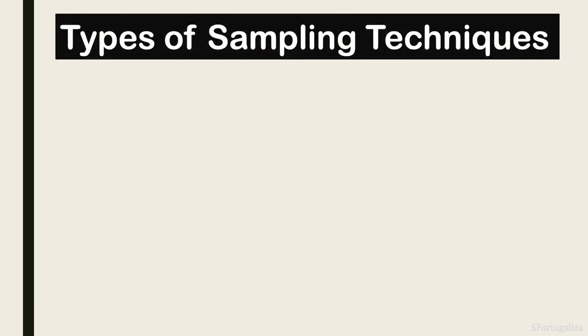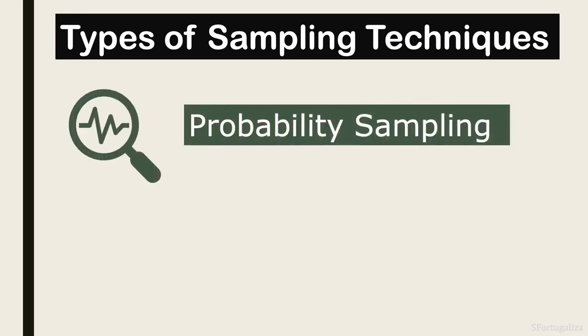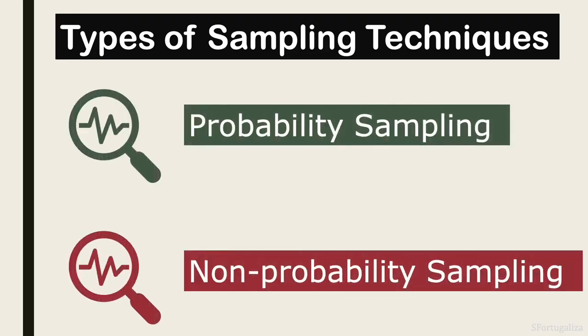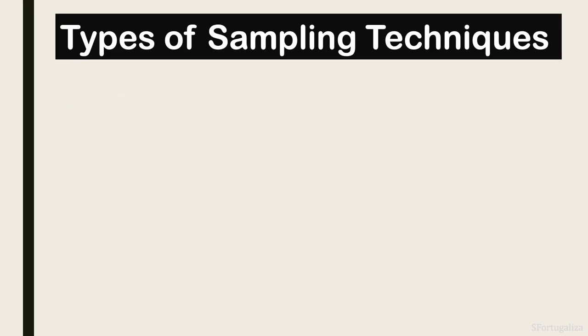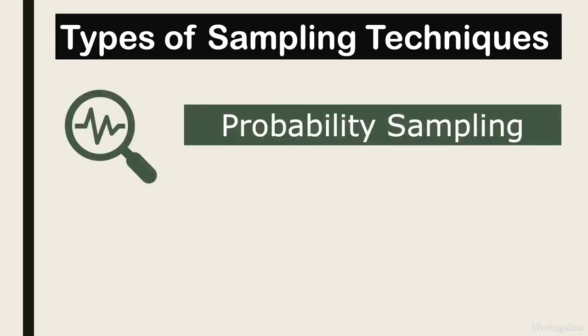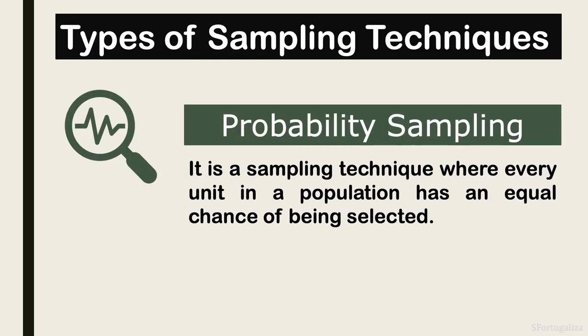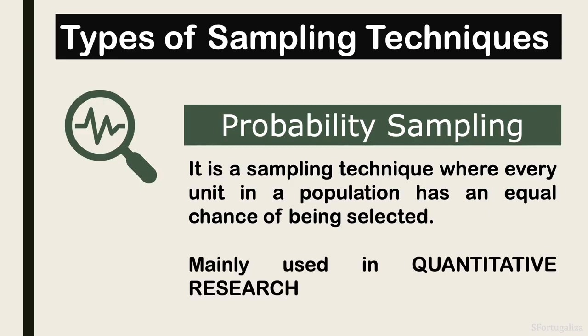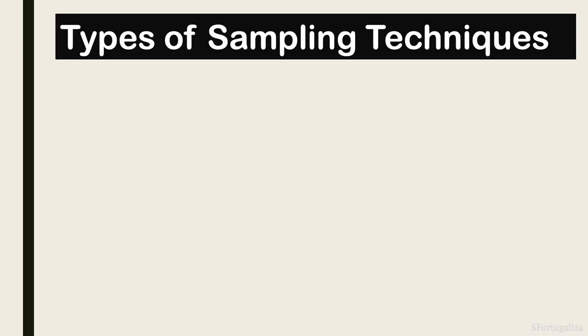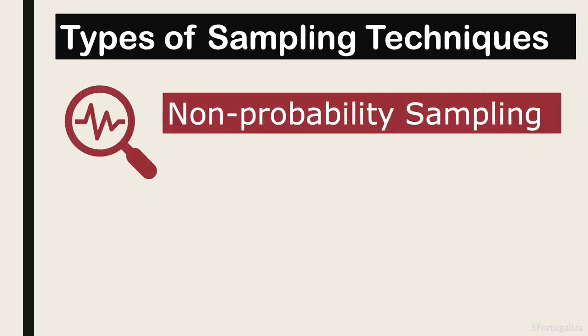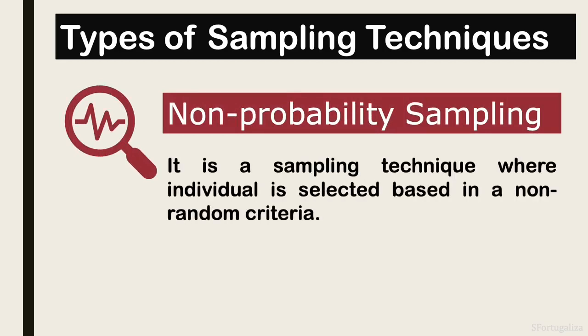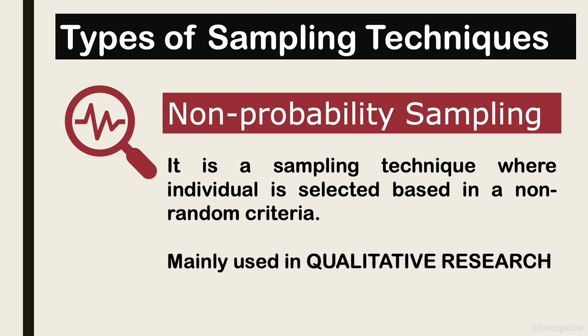In research, there are two types of sampling techniques: probability sampling and non-probability sampling. In probability sampling, every unit in a population has an equal chance of being selected. This type of sampling technique is mainly used in quantitative research. In non-probability sampling, every individual is selected based on non-random criteria. This type of sampling technique is mainly used in qualitative research.